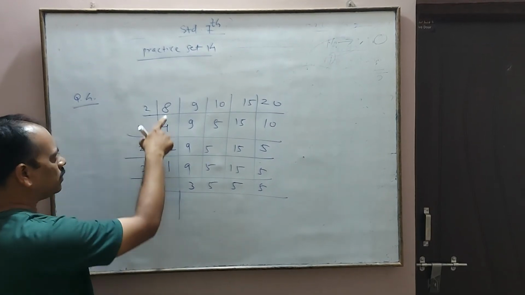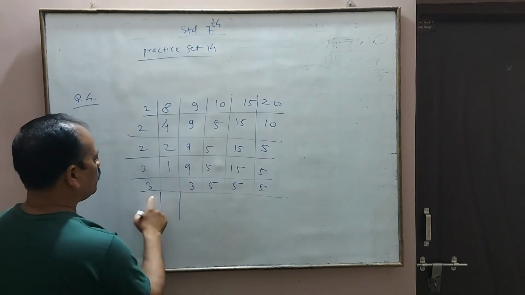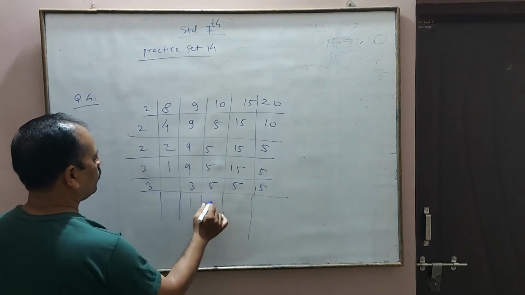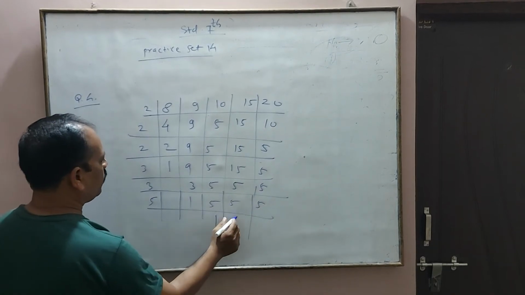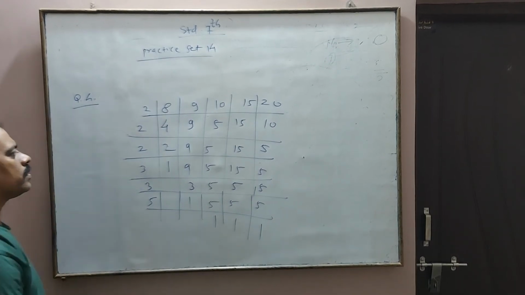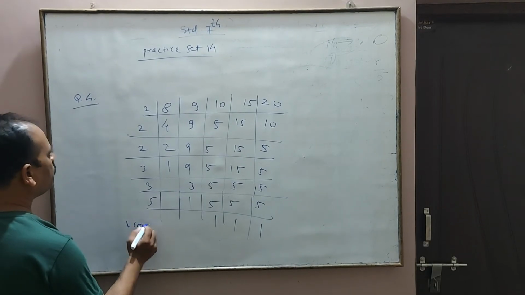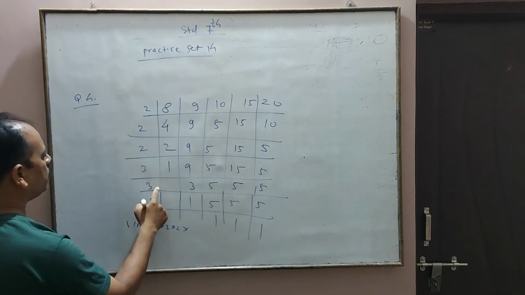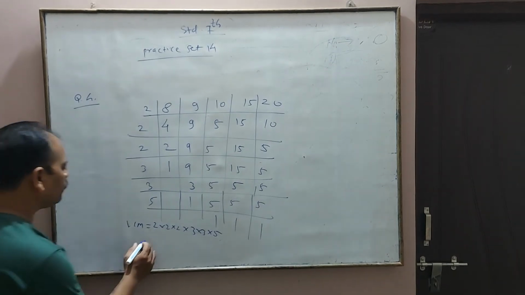The factors of 8 are completed up to this. Again 3 1s are 3, these are not divisible by 5. Finally I will divide by 5: 5 1s are 5, 5 1s are 5, 5 1s are 5. See here all 1s are there, so the factors for LCM are completed. So we find first LCM. LCM is 2 into 2 into 2 into 3 into 3 into 5. Now we multiply.